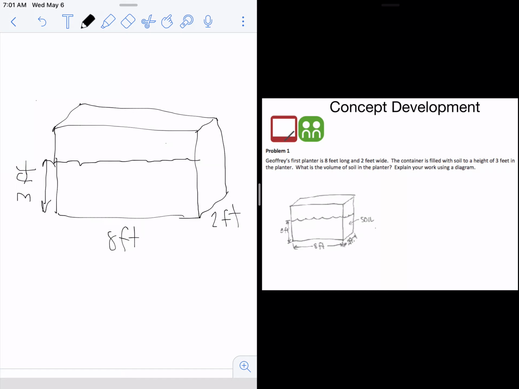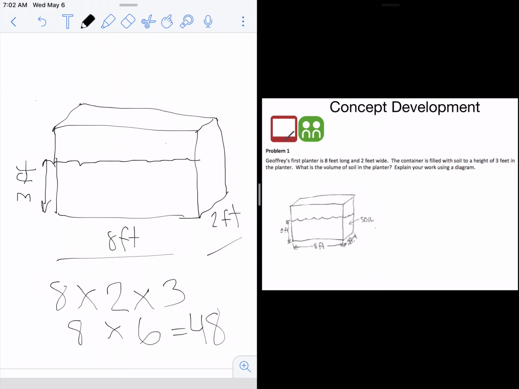All right, so how do we find the volume of this, you guys? What do we do? What is volume? How do we find it? I heard it. Say it louder. Length times width times height. So we have 8 feet, that's our length. 2 feet's our width. And 3 feet's our height. We have 3 times 2 is 6 times 8, which gives us 48.